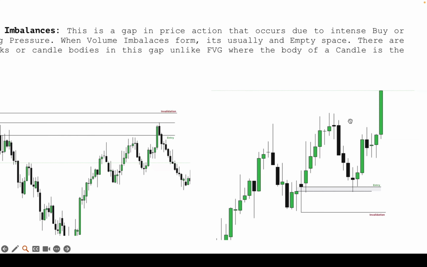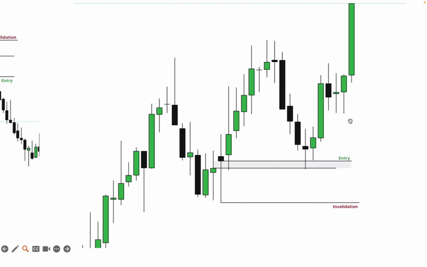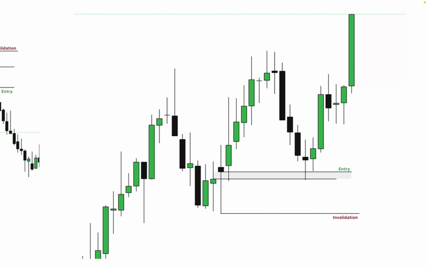So here is a bullish example again to show you more about volume imbalances. In this example, you can see we have the last down candle before a buy move. You can see price retraced into it and bought. You can see the gap between here. So there's a gap here, there's a gap here. The gap is usually somewhere where there is no candle body. There can be wicks in it, but there will be no candle bodies, right? Like now you can see there are wicks in here, but there are no candle bodies. So that's when you use it as your entry, right?